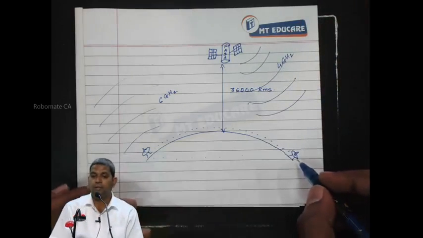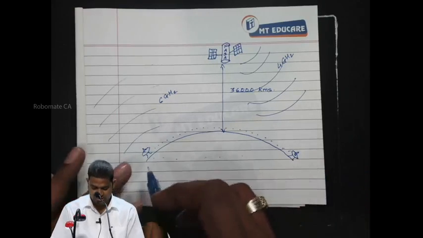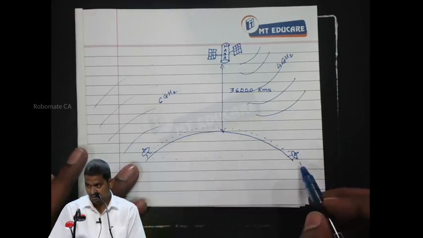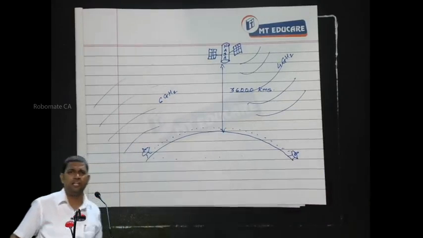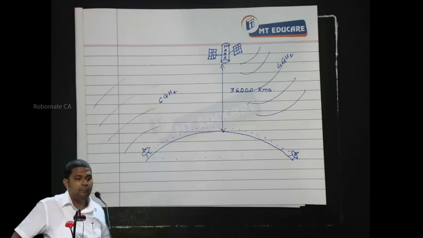And these particular base stations will be accepting the signals, and that's how the signals are transmitted from here to here. Now just imagine you are transmitting the data 36,000 kilometers and coming back. Okay, so the time would be more.